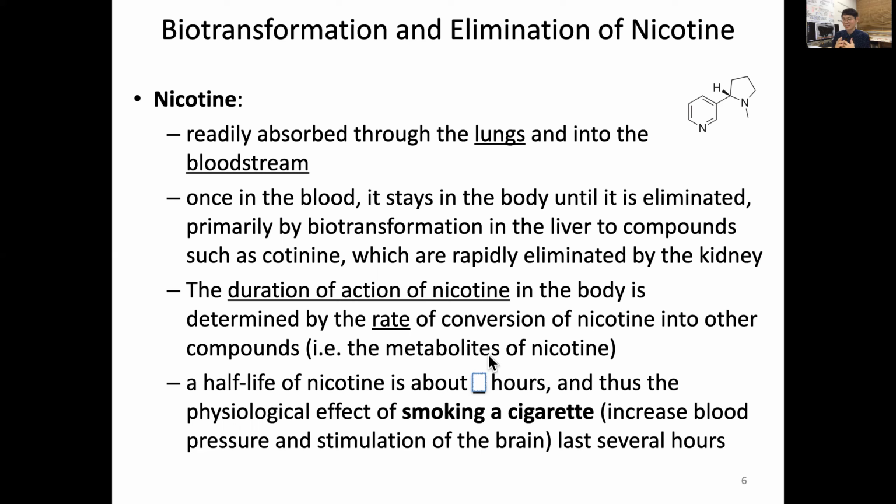So the nicotine pharmacokinetics in the body: the half-life of nicotine is about 2 hours, and thus the physiological effect of smoking a cigarette. Once my teacher told us that, wow, when you're walking, let's say on a seashore, having a cigarette versus no cigarette makes a huge difference, he said.